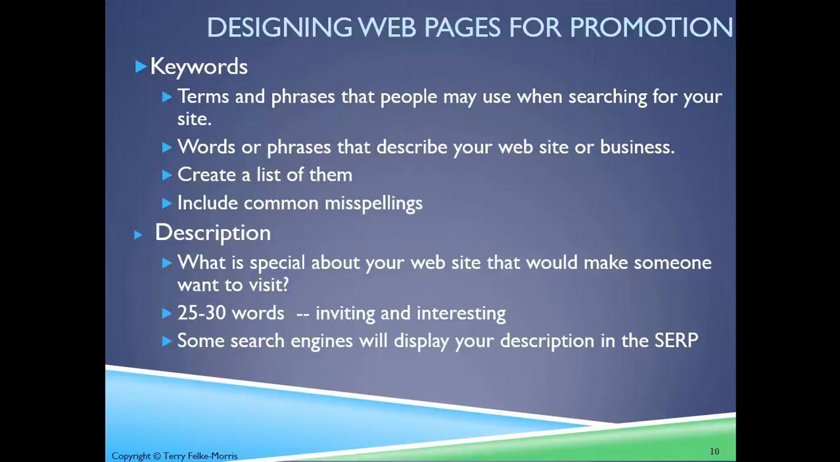Keywords. Well, you put those in again as meta tags. And they're things that people might search for if they're looking for your site. So again, if it was a sporting goods store, I might put in baseball, basketball, golf, football, tennis, etc. You create a list of them, and sometimes, as it says there, if some of these words have common misspellings, you might want to put those in too.